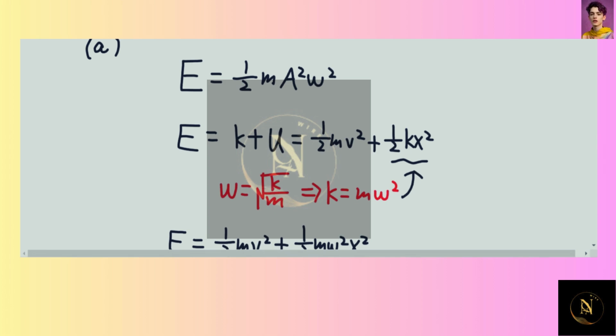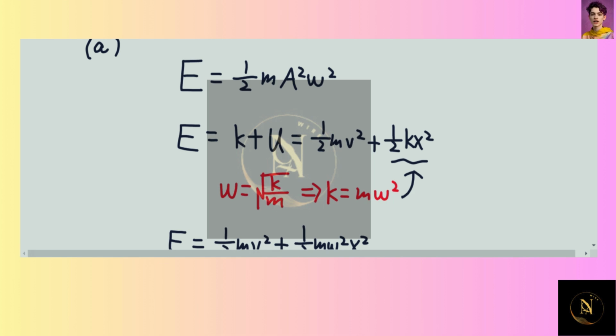Okay, so we know the total mechanical energy is equal to 1/2 m a squared omega squared. And total mechanical energy can also be equal to the kinetic energy plus the elastic potential energy, which is 1/2 mv squared plus 1/2 kx squared. And as you can tell, the angular velocity is equal to the square root of k over m, which is the square root of spring constant over the mass. Therefore, k is equal to m omega squared.